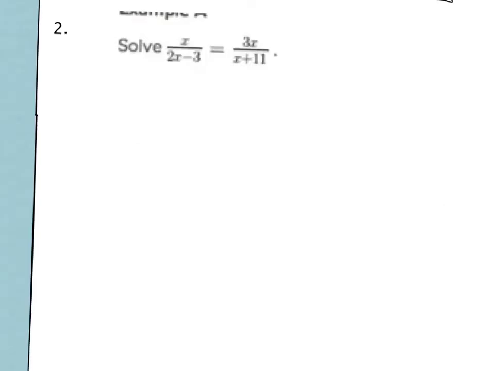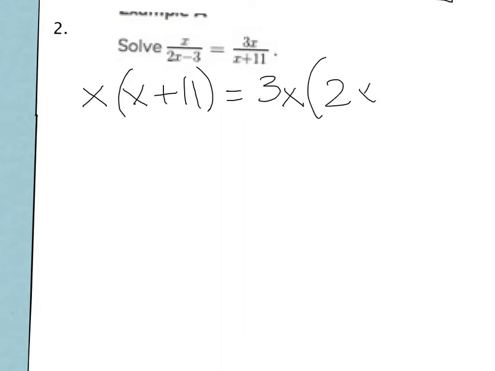All right, let's look at this extra problem. Number 2. Ooh, it's pretty big. x over 2x minus 3 equals 3x over x plus 11. We've got a lot of distributing to do, young people, so let's do it. We've got x times x plus 11, and all that is going to equal 3x times 2x minus 3. So that's step 1, and that's just cross multiplying.